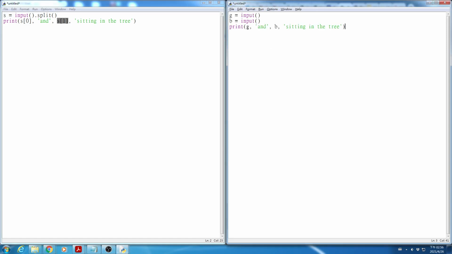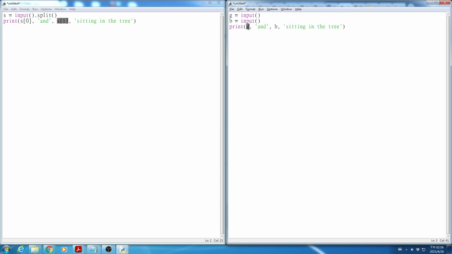Do you see that? This one we have a G and B sitting in a tree. Which one is more readable? Which one looks better for you to read, the one on the left or the one on the right? Right. So what does it mean?